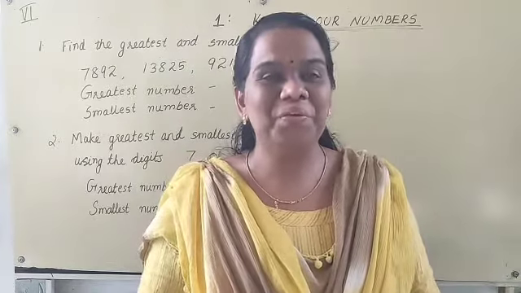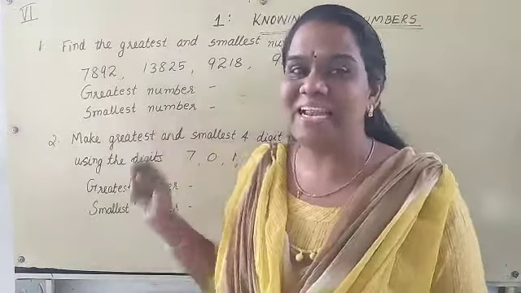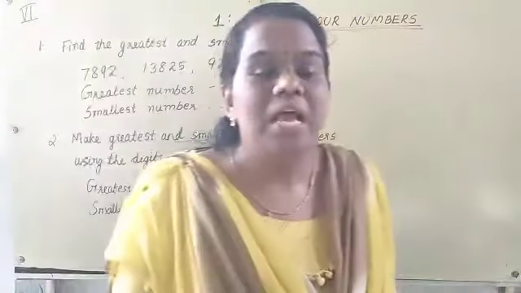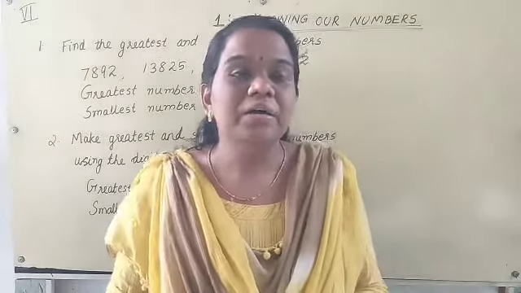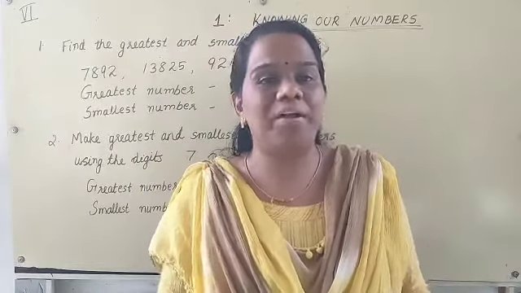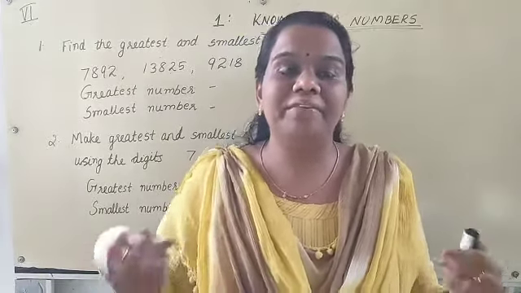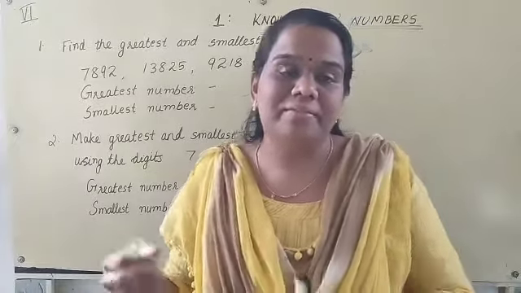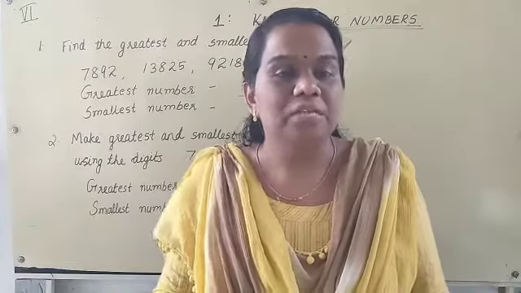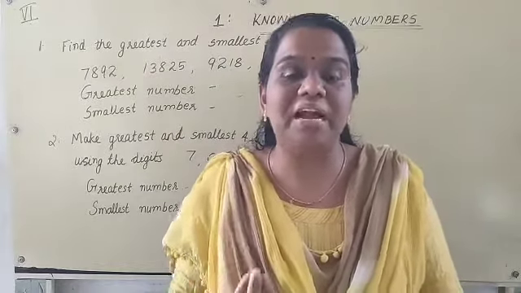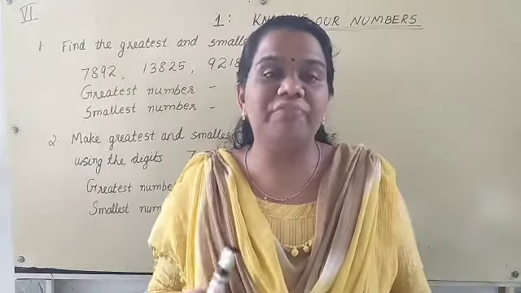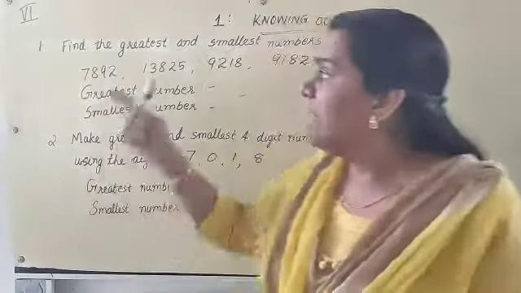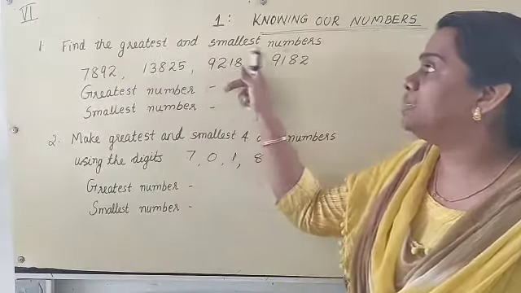Today we are going to recap or revise the lesson Knowing Our Numbers. We know numbers are used in different contexts in our life. We use numbers to count concrete objects, and in order to compare things, we use numbers. So, in this chapter, first of all, we start with comparing numbers. We are finding the largest and smallest numbers.